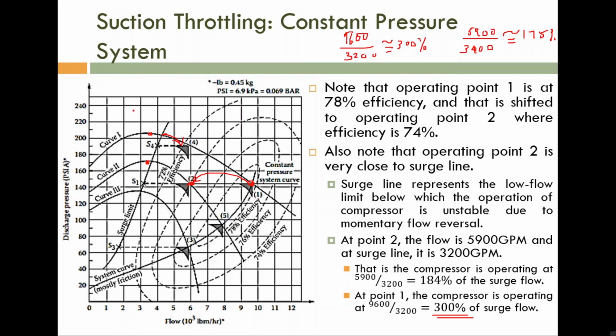Okay. So please note this value. If the operating point is 2, the relative stability is 175. We need this value to compare the suction throttling for constant pressure and suction throttling for mostly friction. The next one is mostly friction. In order to compare these two, we need this value. So corresponding to constant pressure, this one is the relative stability. Okay, so this is one point that you have to remember. Definitely relative stability is decreased.